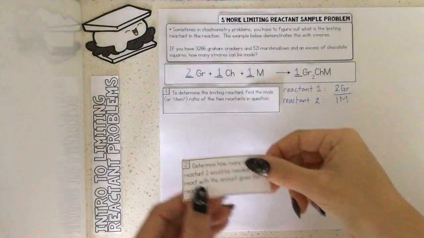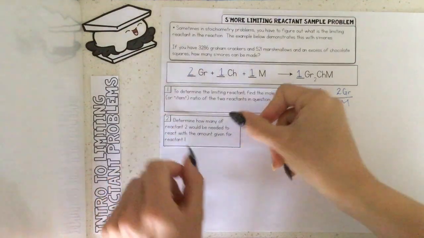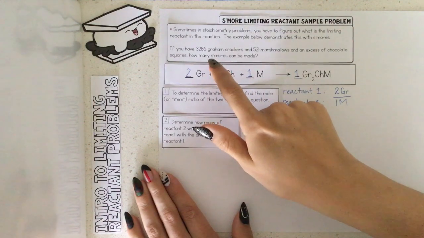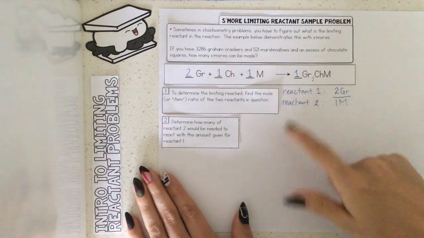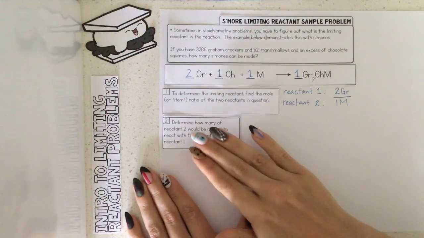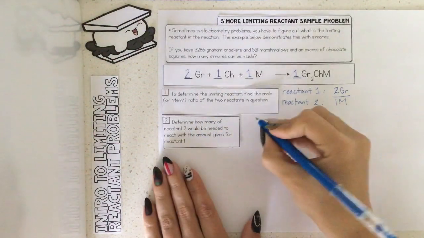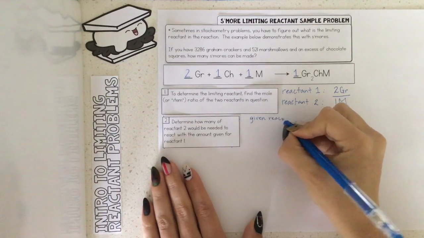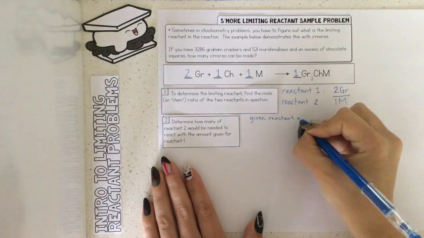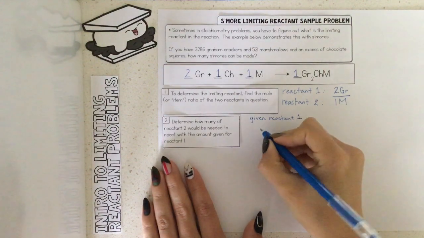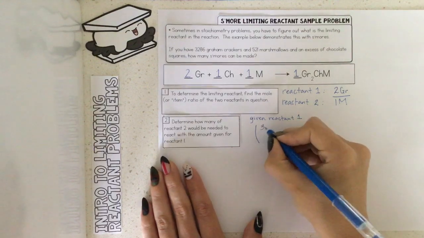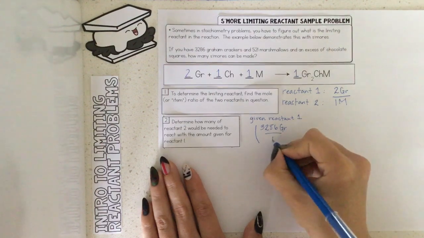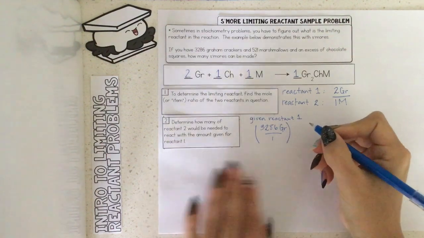Next step, determine how many of reactant 2 would be needed to react with the given amount for reactant 1. So we're going to use our amount of graham crackers and our mole ratio to figure out how many marshmallows we would need to react with all of those graham crackers. To do this, you start with your given reactant 1. And we're going to use the ratio.